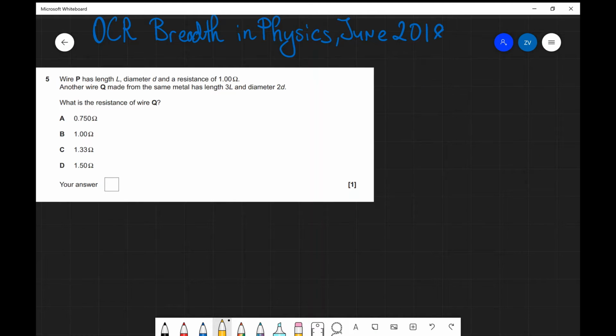Okay folks, now moving on to question number 5. A wire P has length L, diameter D, and a resistance of 1 ohm. Another wire Q is made from the same metal, has 3 times the length and twice the diameter. What is the resistance of the wire Q?